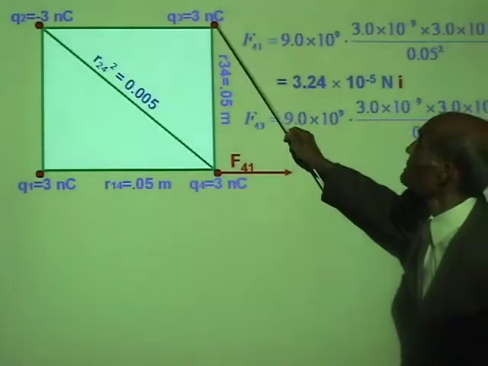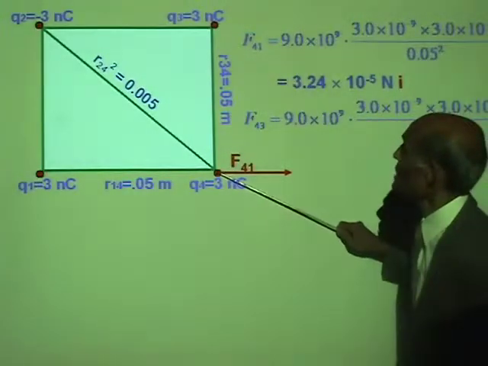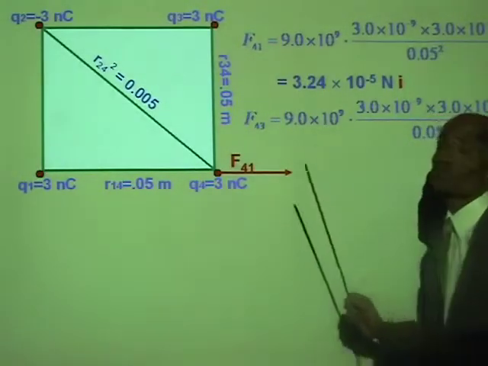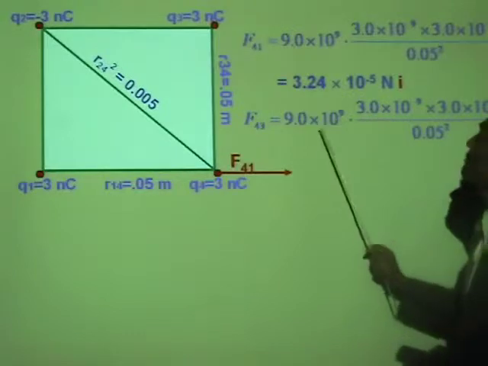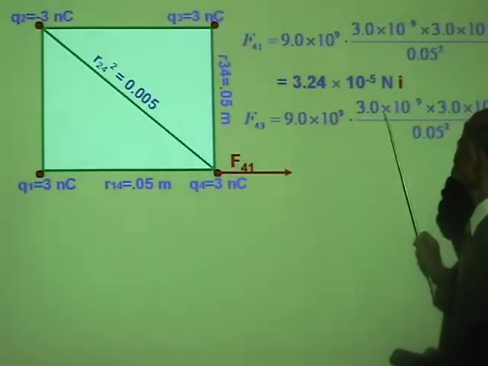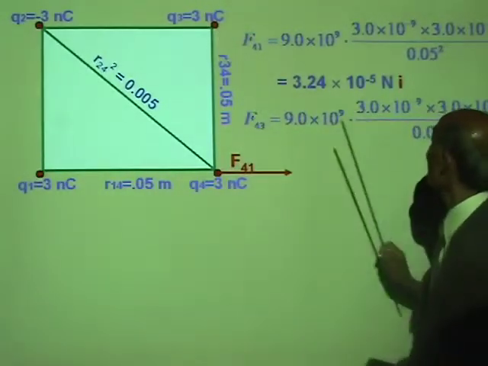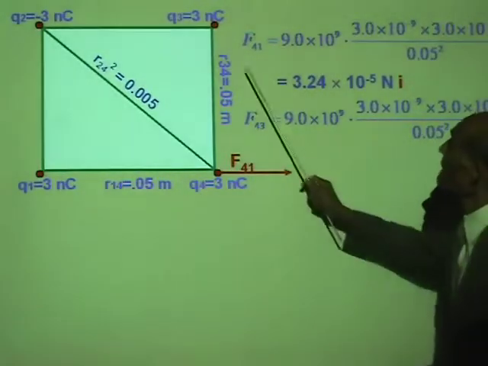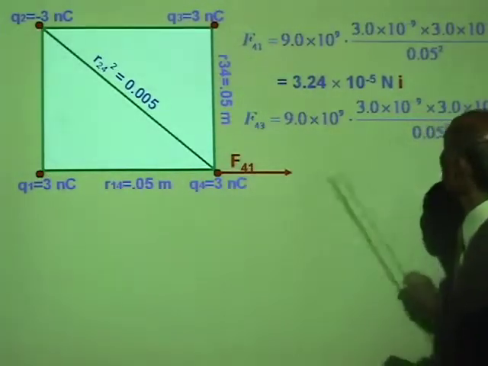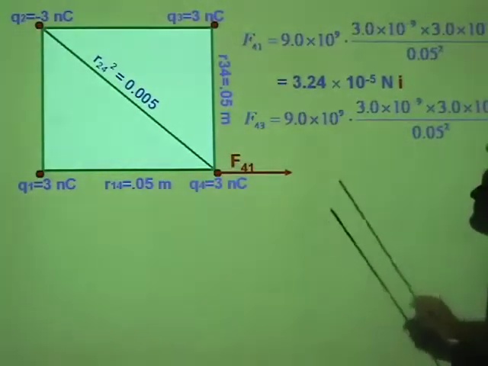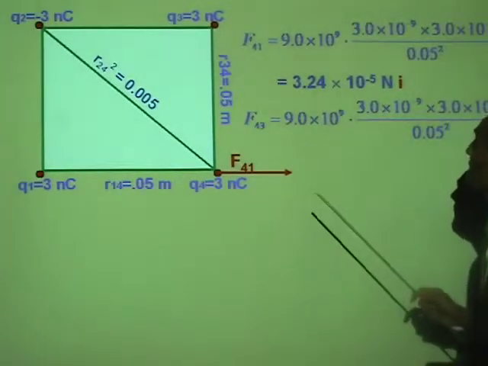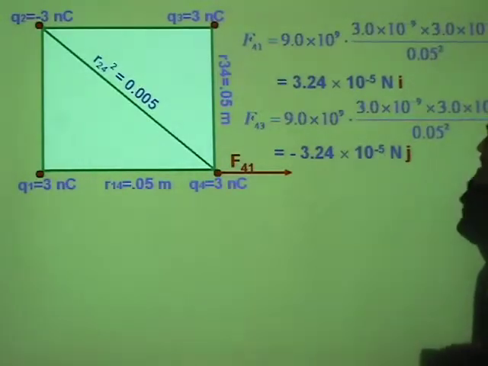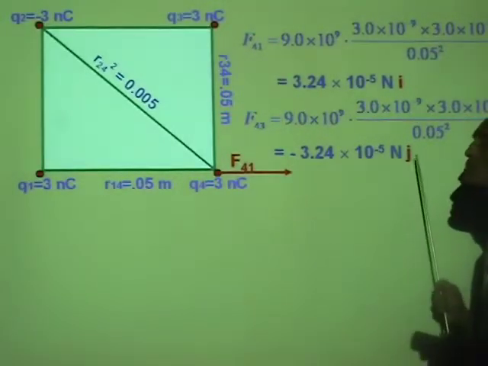F43, if you notice, the force on charge 4 by charge 3 is a similar quantity. All these numbers are the same. K, Q3 is 3 nanocoulomb, Q4 is 3 nanocoulomb, divided by R34 squared is the same number. And so that will be negative 3.24 times 10 to the negative 5 Newton J.